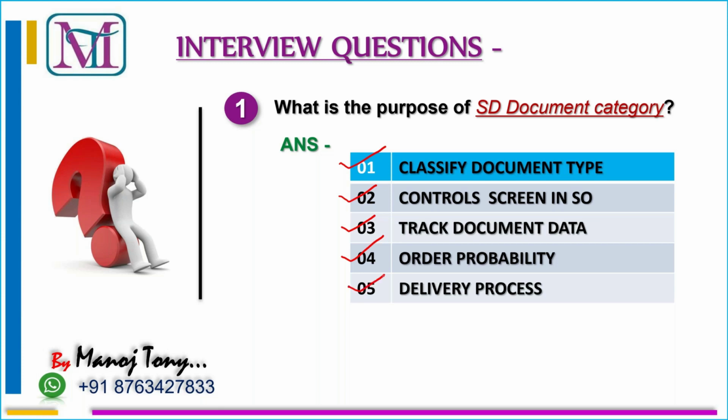Then next is delivery process. If document category is C or I or H, then we can create delivery for those document types directly. If document category is not C or I or H, then we cannot create delivery directly. Example, inquiry, document category is A. So with reference to inquiry, if document category is A, then directly we cannot create delivery. Inquiry, then quotation, then sales order, then delivery.